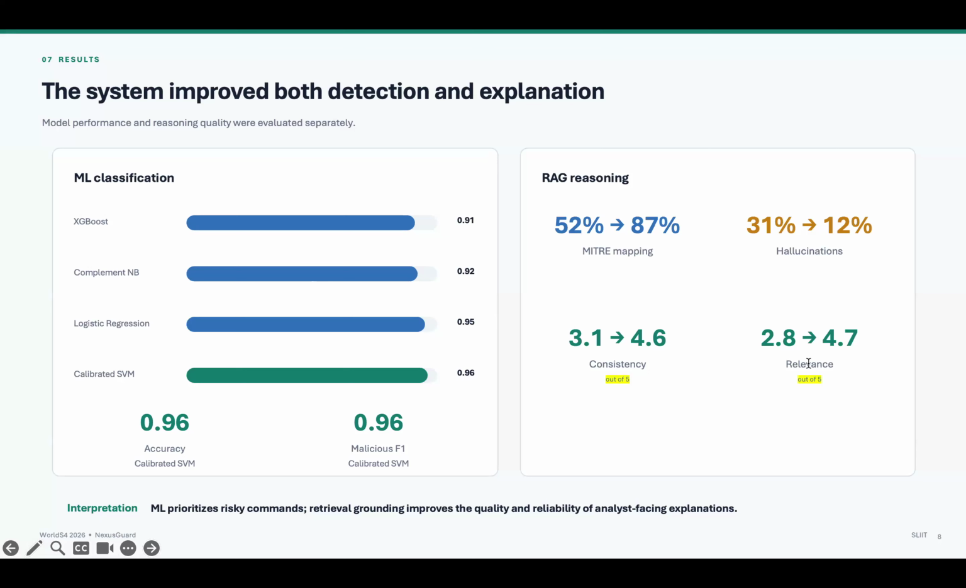When it comes to the reasoning component, retrieval grounding produced clear improvements over standalone LLM reasoning. If we rely on just LLM reasoning, we might have had fewer results. MITRE ATT&CK mapping accuracy increased from 52% to 87%, and hallucinated statements decreased from 31% to 12%. We have also improved consistency from 3.1 to 4.6, a 1.5 increment, and relevance from 2.8 to 4.7.